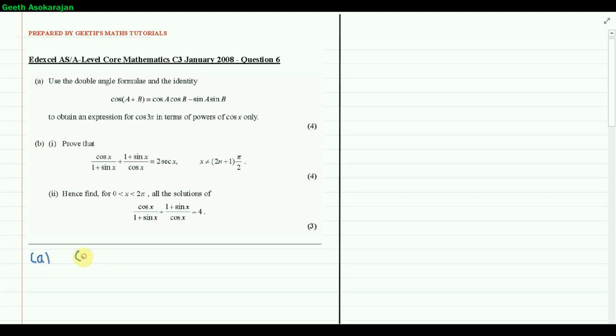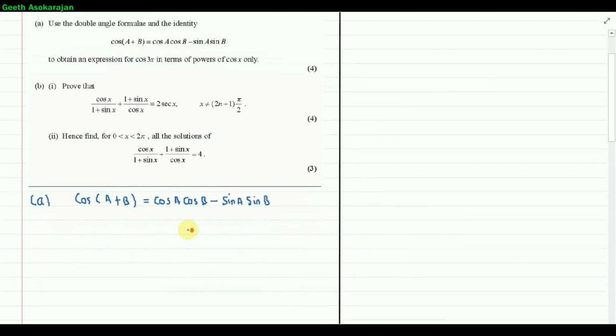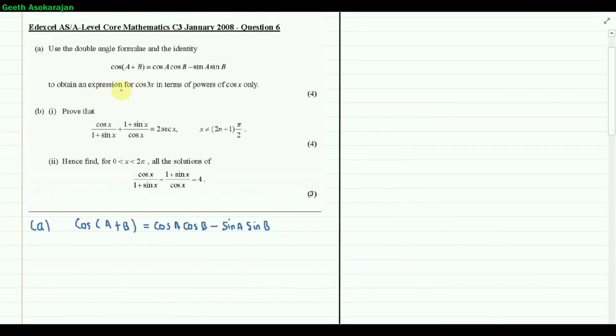So we have cos(A plus B), and this is one of the compound angle formulae for cos. So cos(A plus B) is cos A cos B minus sin A sin B. We need to obtain an expression for cos 3x, bearing in mind that we need to write our answer in terms of powers of cos x only.